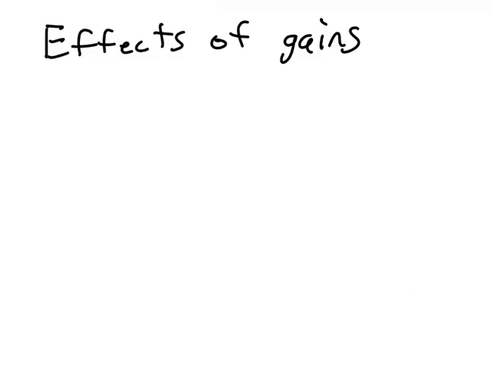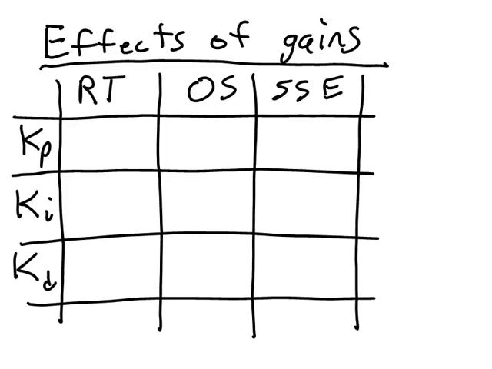We've seen each of these effects individually in previous videos. I'm just going to summarize those effects here. Knowing this chart and remembering the effects of each of the gains will help you in your process of tuning a controller. Here I've shown a chart where we can record the effects of KP, KI, and KD on each of the three effects that we want to have on the time response: the rise time, the overshoot, and the steady state error. I'll use arrows up and down to represent what happens when you increase each of these gains.